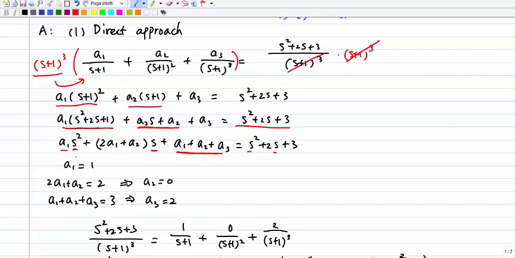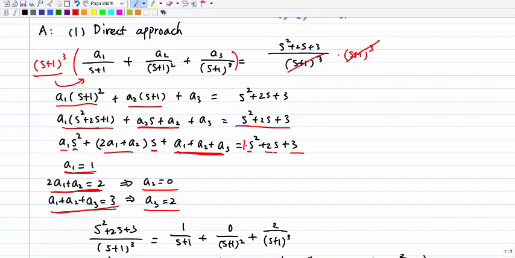So we set a1 to be 1, because that's the coefficient; you can see this is 1 times s squared. And 2a1 plus a2 has to be equal to 2, and the constant term will be equal to 3. Now they are equivalent. Once we do that, a1 is equal to 1. We plug a1 into the second equality and we get a2 is 0. When we plug a1 and a2 into the last equality, we get a3 is 2.